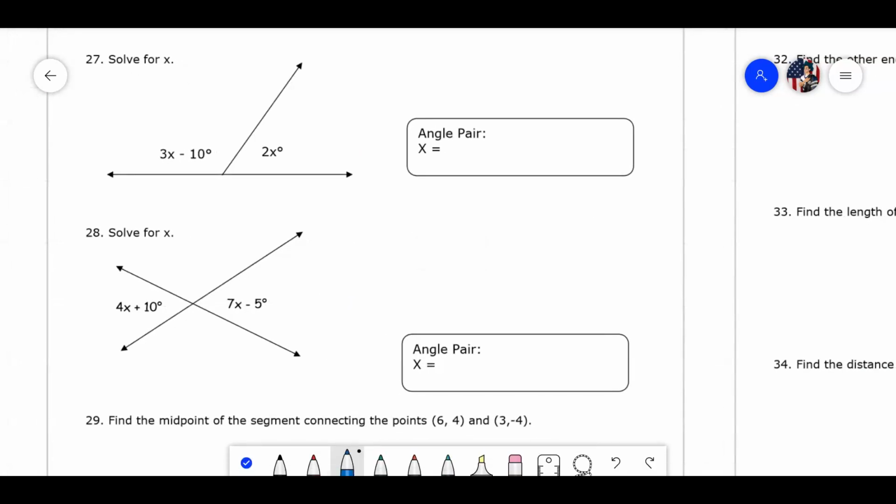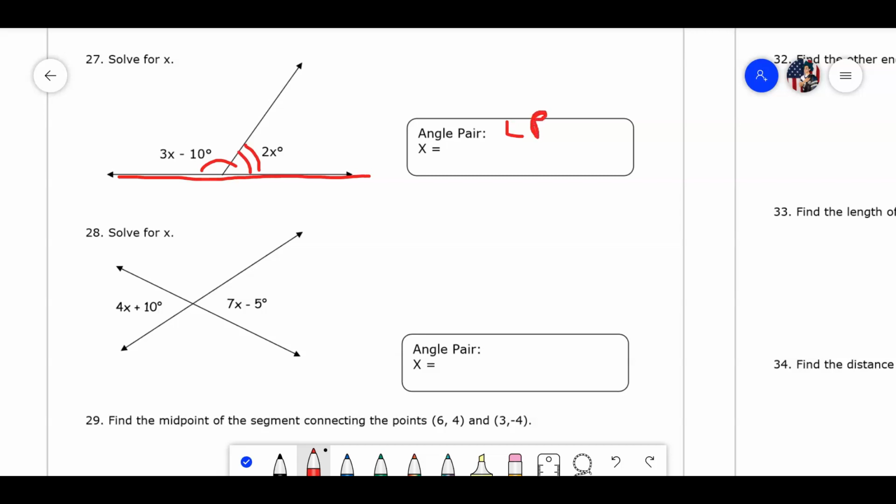So I'm going to do this over here and then answer it on the GoFormative, which, by the way, is called Microsoft Whiteboard, and this might be a good program that you can get to just doodle on stuff. But on 27, these two angles, this angle and this angle, together they make a straight line. Okay, that's called a linear pair.